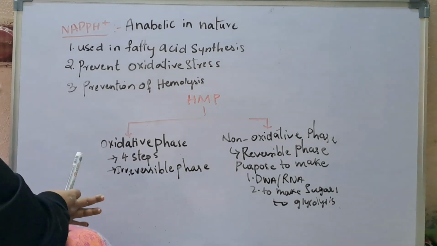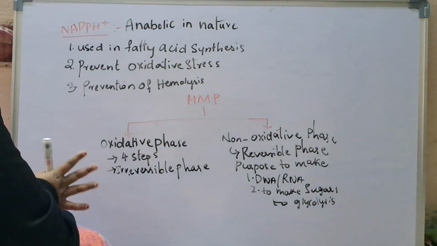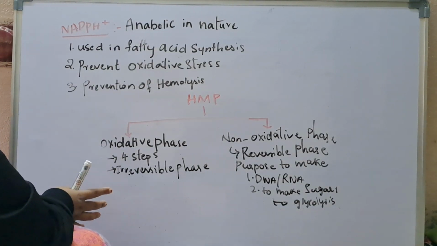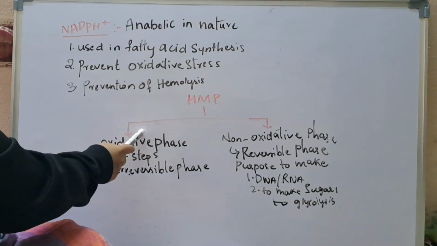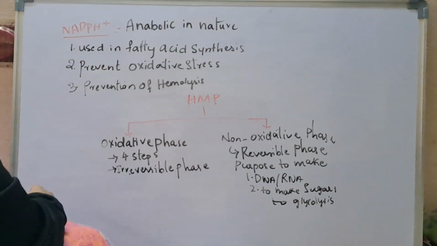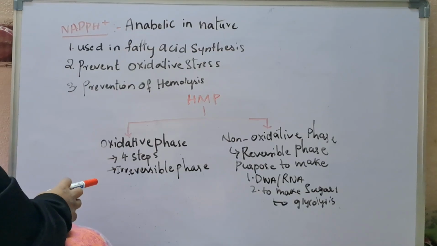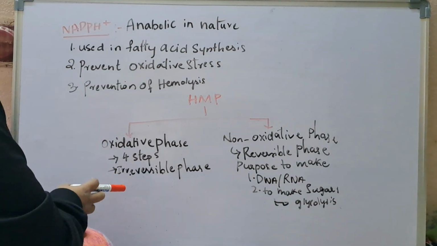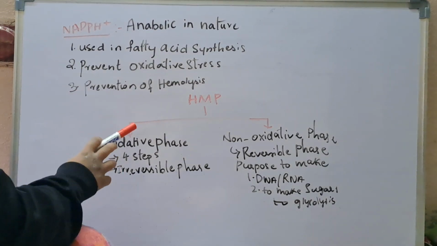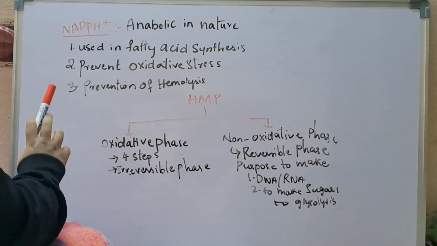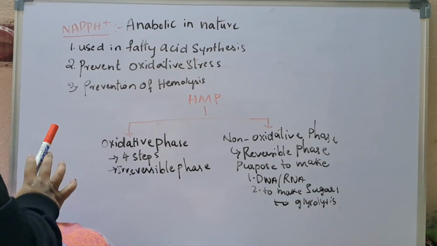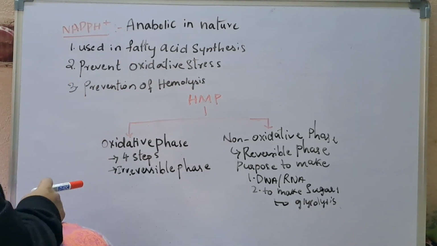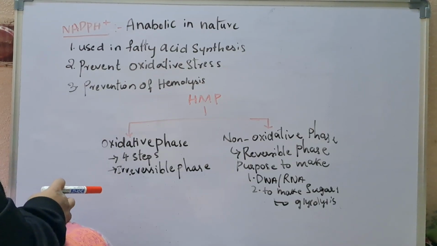Okay, and the HMP pathway has two phases. First is the oxidative phase, and second is the non-oxidative phase. First we look into the oxidative phase. What exactly does this oxidative phase mean? Here NADPH plus is produced, and it is an irreversible phase with four steps. That means glucose 6-phosphate is converted to ribulose 5-phosphate with the inclusion of enzymes.